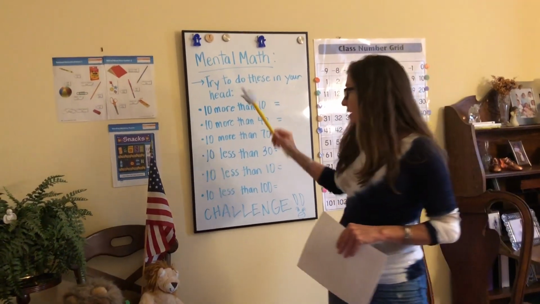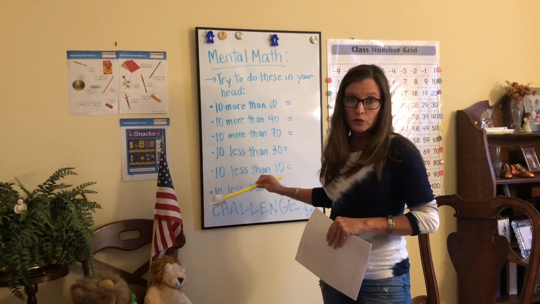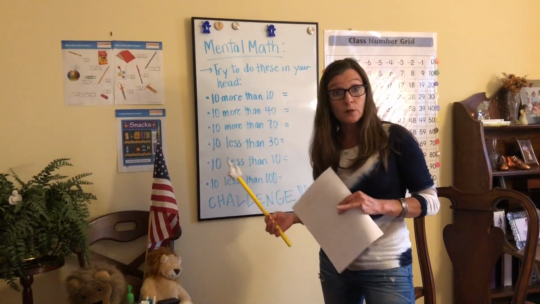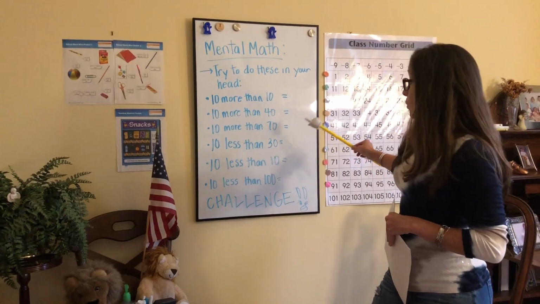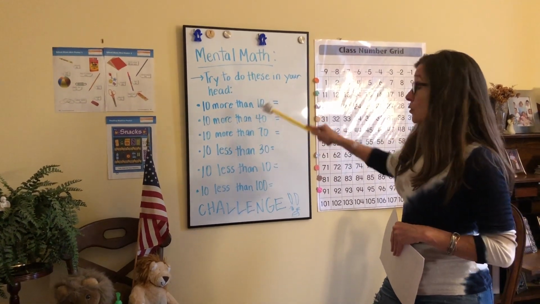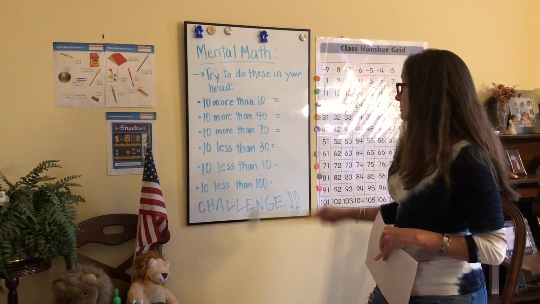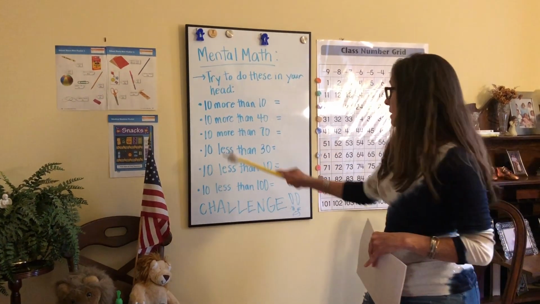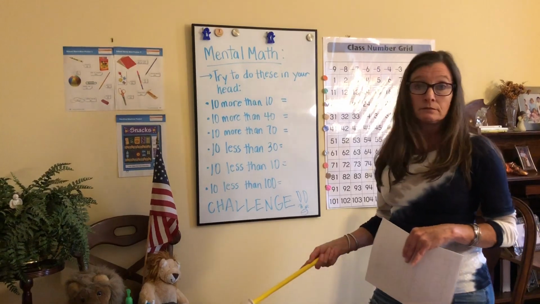So I'm not going to pause and answer all these for you because I know you can do it, and your parents can help you if you need help. That's okay. But we're going for 10 more than 10. That's number one. What does that equal? 10 more than 40. 10 more than 70.